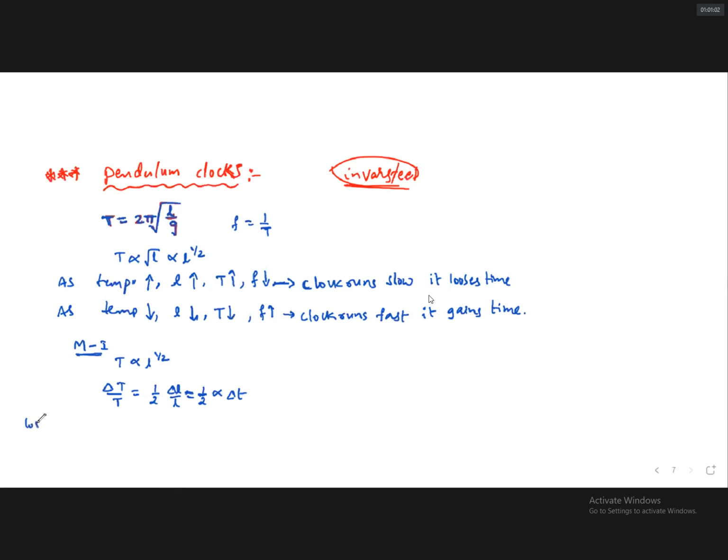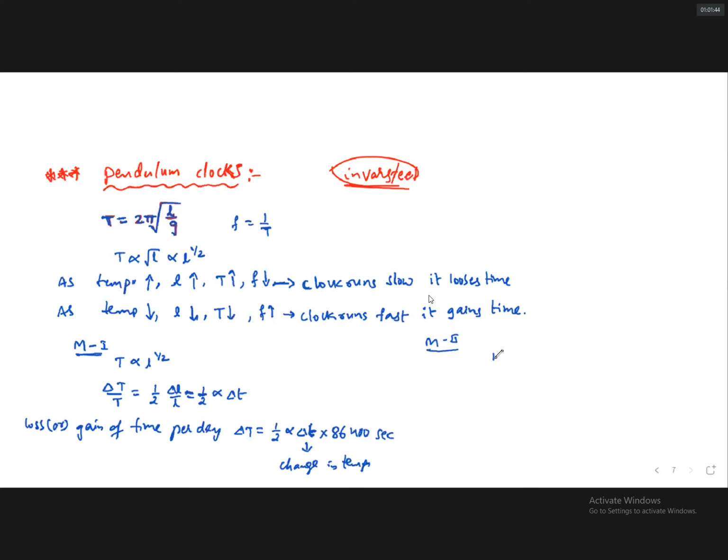And the loss or gain of time per day, we can get it as half into alpha into delta T into 86,400 seconds per day. If we want to calculate the loss or gain of time per hour, we write here 3600 seconds. Per minute means we need to multiply with 60 seconds. Delta T is the change in temperature.